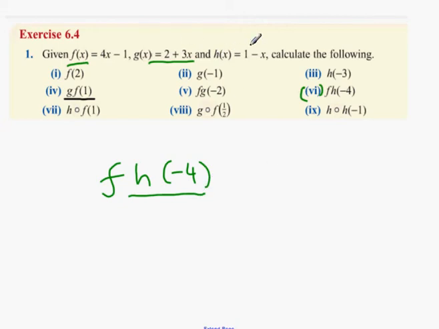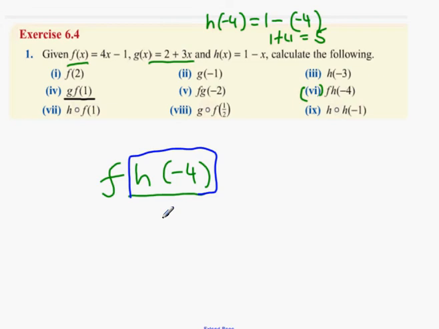So see where h is? You replace it with minus 4, so it's going to be 1 minus whatever it is. What is it? It's minus 4. So what's 1 minus minus 4? It's 1 plus 4, which is 5. So you replace this h of minus 4 with a 5, and now your answer is going to be f of 5.